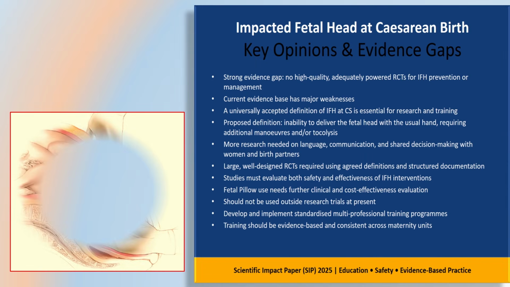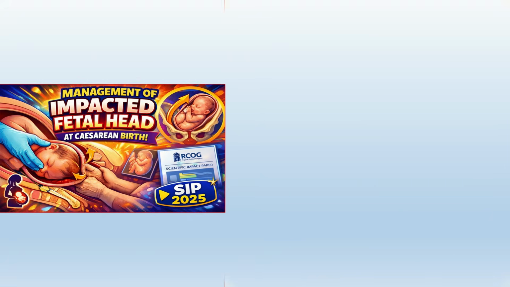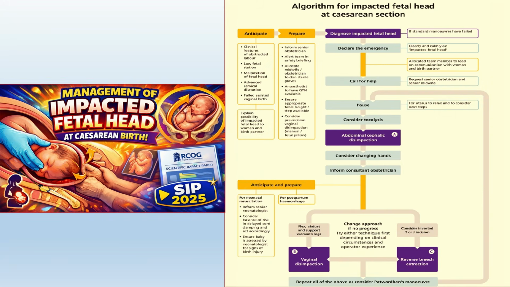Now, opinion is very important to know. Develop and implement a standardized multi-professional training program. Training should be evidence-based and consistent across the maternity unit. Now, this is the whole algorithm for impacted fetal head at cesarean birth. It starts from anticipation and preparation, diagnosis of the impacted fetal head, declare the emergency, call for help, pause, consider tocolysis, abdominal cephalic disimpaction, consider changing hand, inform the consultant obstetrician.